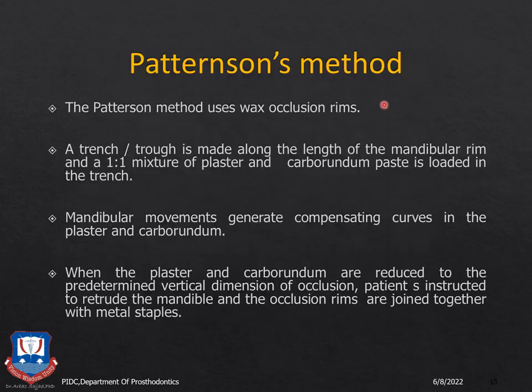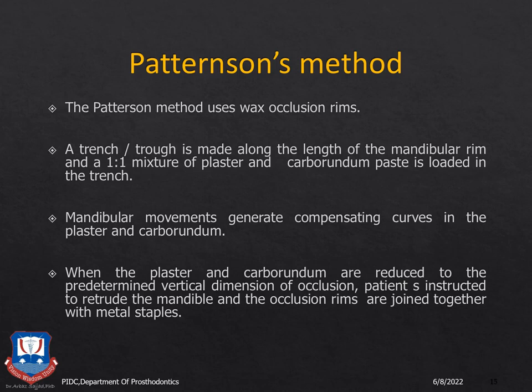The second was the Patterson method. The Patterson method used a waxed occlusal rim. First, a trench or a trough was made along the length of the mandibular rim, something like a channel. And a 1:1 mix of plaster and carborundum paste was loaded or packed in this trench or trough in the mandibular rim. Then the patient was asked to generate mandibular movements, protrusive and excursive movements, and these continuous functional movements generated something like compensating curves in the occlusal surface of the mandibular occlusal rim.